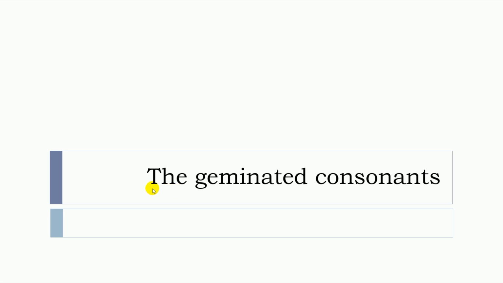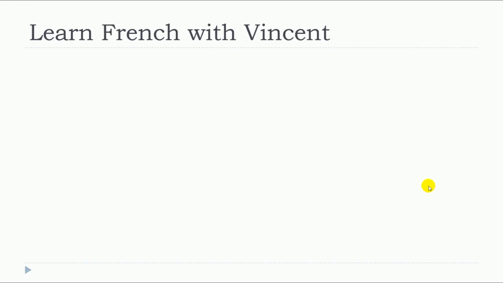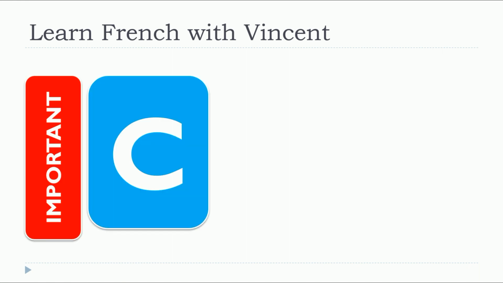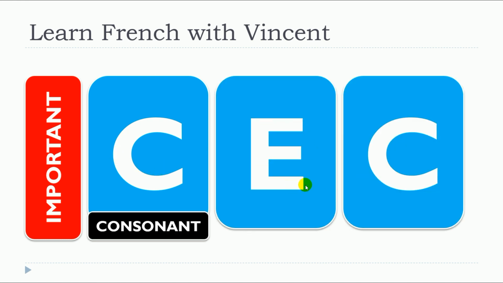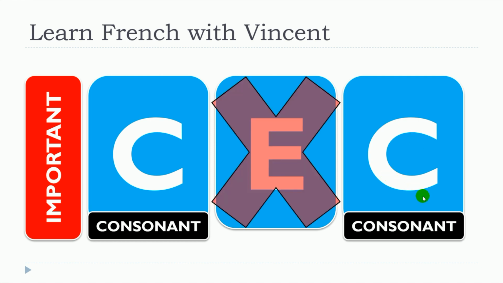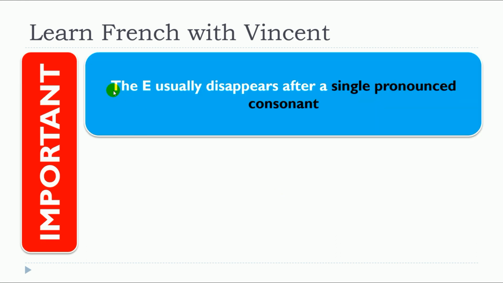In this lesson, we will see together the geminated consonants. It will be really interesting, and I really advise you to take some notes for this one. This is important. Just imagine that you have first one consonant, then after that you will have an e, and then another consonant after. Well, look, you will not pronounce your vowel e in most of the cases. So the e usually disappears after a single pronounced consonant. This is important, single pronounced consonant.